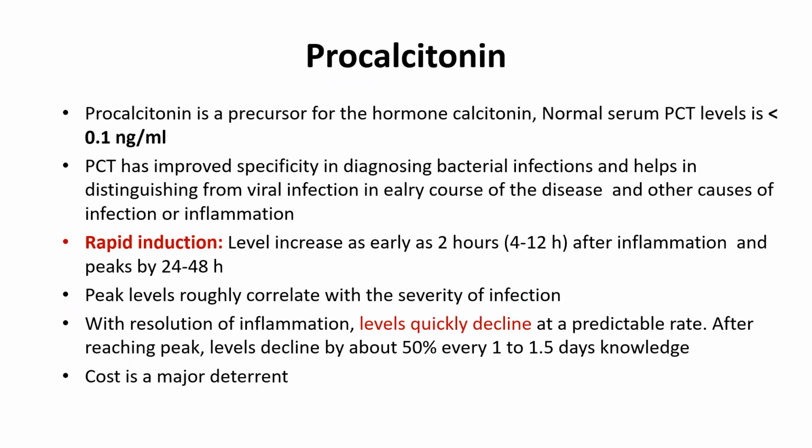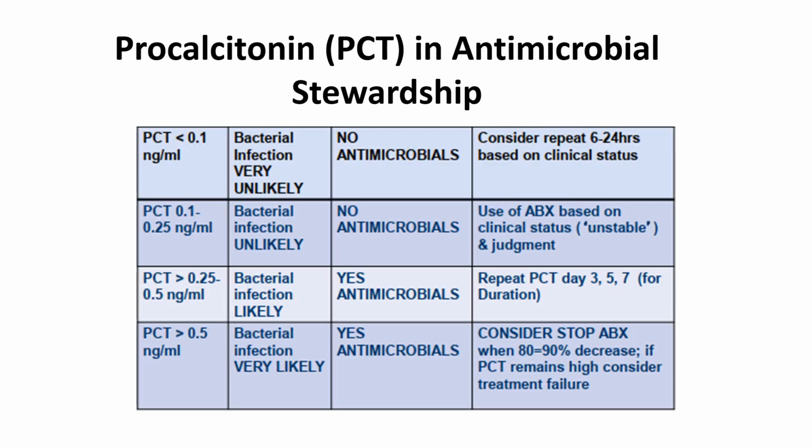Procalcitonin has a rapid induction. Its levels roughly correlate with the severity of infection, and cost is also a major determinant. A procalcitonin level of less than 0.1 means bacterial infection is unlikely, while a level of more than 0.5 means bacterial infection is very likely. So, when bacterial infection is very unlikely, consider repeating the testing after 6 to 24 hours based on clinical condition. If the levels are low, consider stopping the antibiotic therapy.